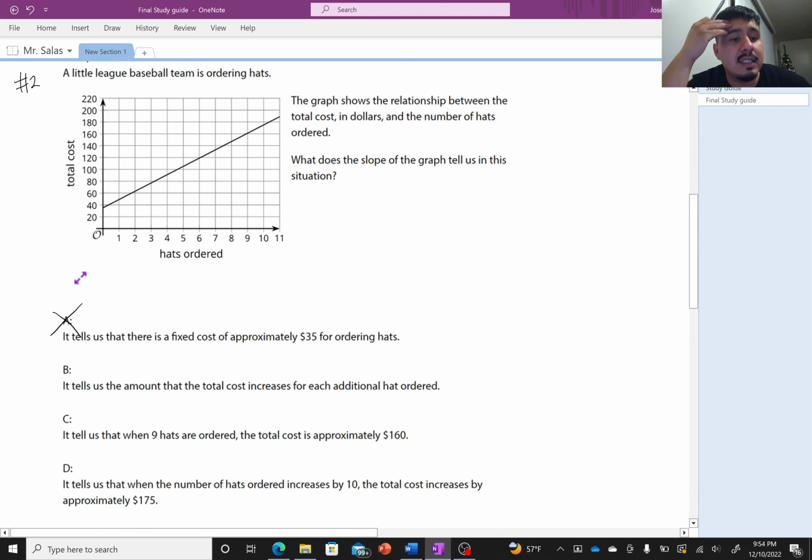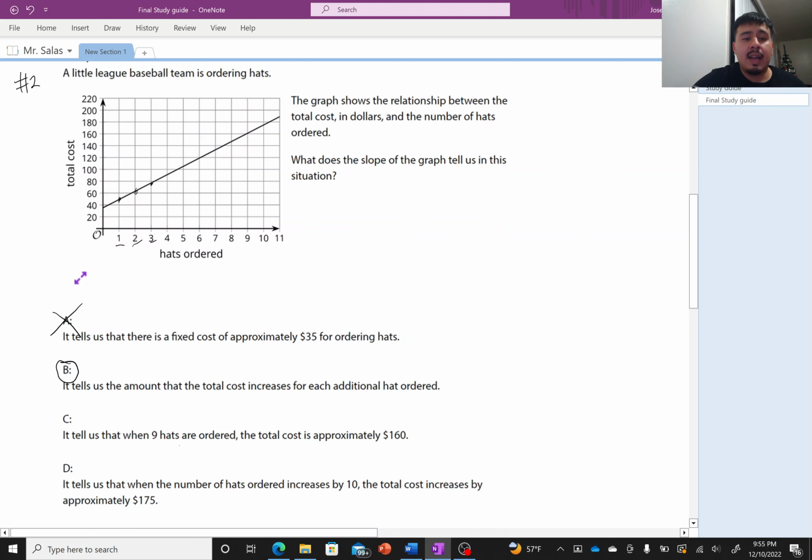Let's see B. It says it tells us the amount that the total cost increases for each additional hat ordered. So is that true? Let's see. If they order one hat, we are at about $50. If we're at 2 hats, we're at about $60. If we're at 3 hats, we're at about $77, and so on. It keeps going up. So it tells us that the total cost increases for each additional hat. That is a true statement. So it is B.